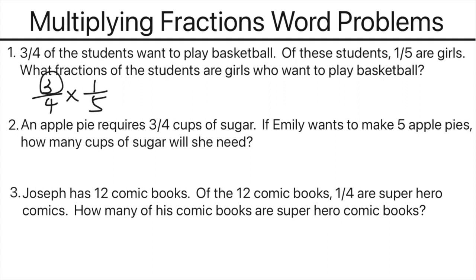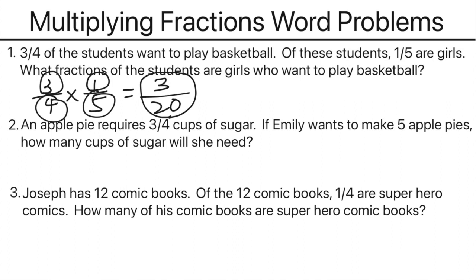So going back to the word problem, 3/4 times 1/5. And by multiplying across, we have 3 times 1 equals 3. And 4 times 5 equals 20. So our answer is 3/20 of the students are girls who want to play basketball.